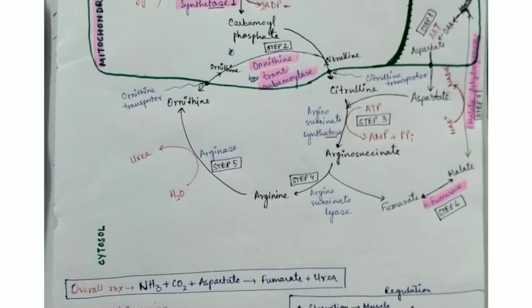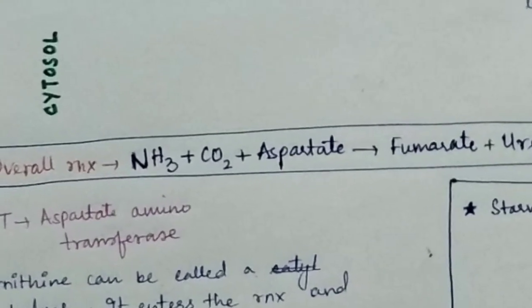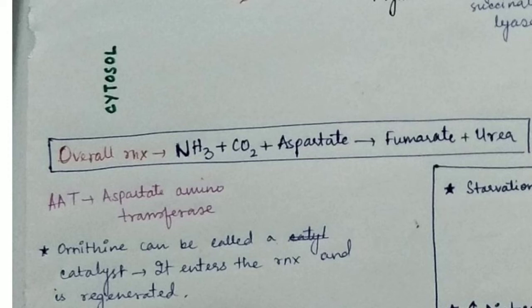So what can we call this? The entire urea cycle can be said to be ammonia with carbon dioxide with aspartate, giving us fumarate and urea. This is actually our overall reaction of the urea cycle.